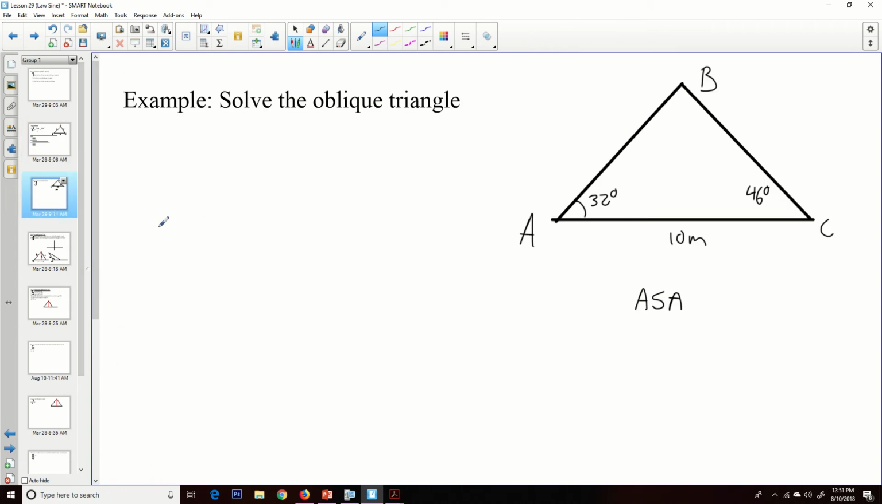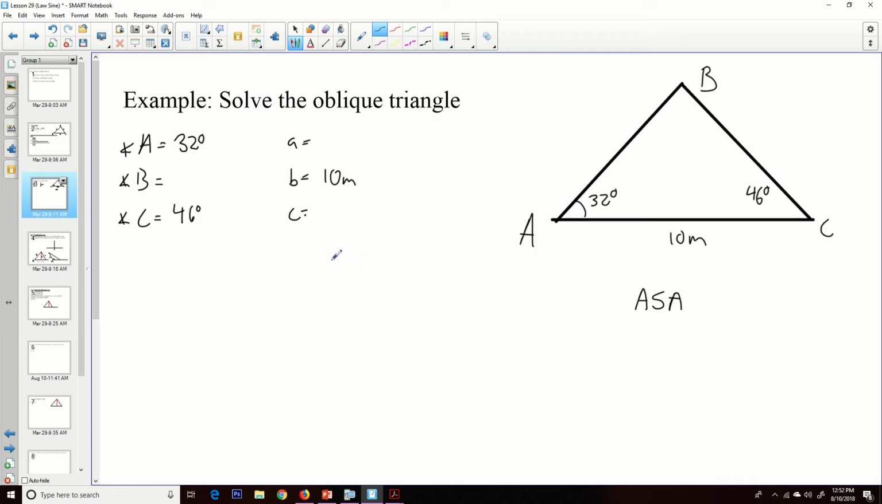And so basically what I'm going to do is write down all of the parts: angle A, angle B, angle C, little a, little b, and little c. And we're given angle A to be 32 degrees, and we're given angle C to be 46 degrees, and the side opposite angle B is going to be our little b, which they say is 10 meters. So if we're going to solve all of this, we can use the law of sines.